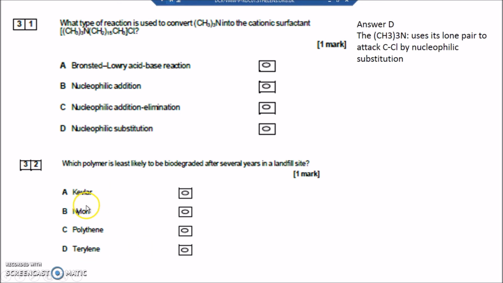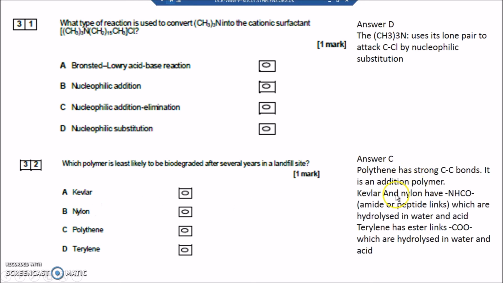But in any case, these have got either amide links, NHCO, or ester links, COO, in there, A, B and D, and you can reintroduce water. So when you make them, you make water, but you can reintroduce water, a process called hydrolysis, breaking bonds using water, and maybe you've got a little bit of acid in there to catalyze it.